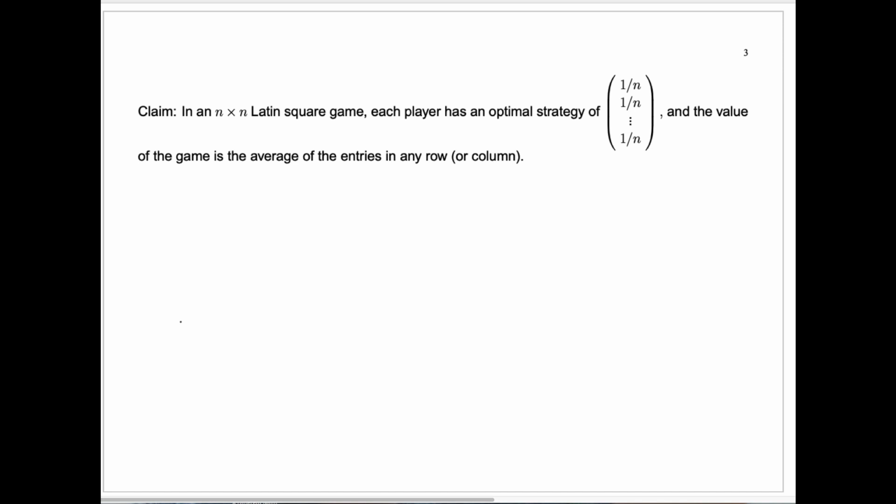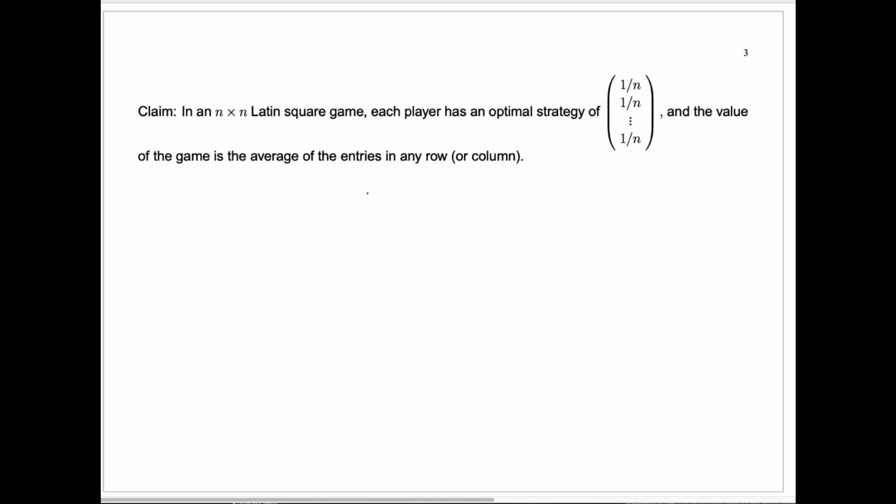I claim in a Latin square game, each player has an optimal strategy that consists of 1 over n's. This is for the n by n game, so there are n entries, each 1 over n. So you see the total probability is 1. And the value of the game will be exactly the average of the entries in any row, or the average of the entries in any column, which of course will be the same thing.